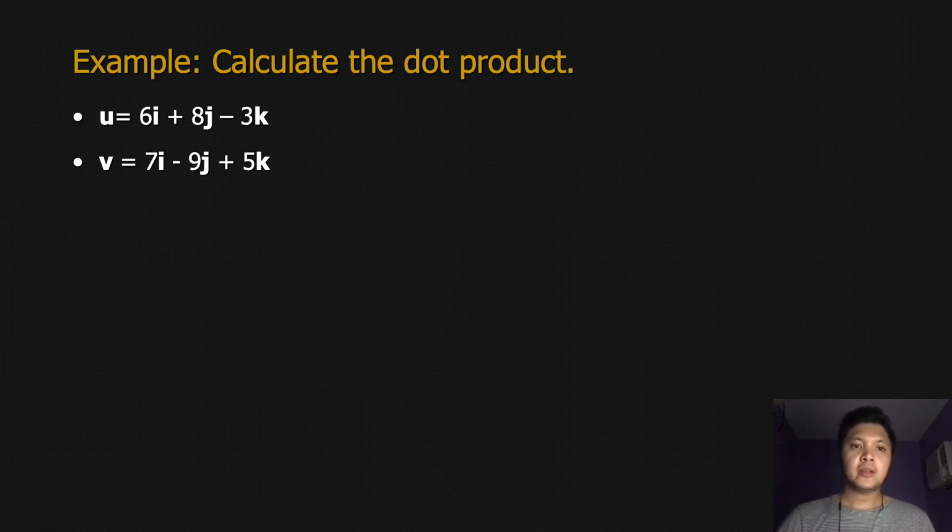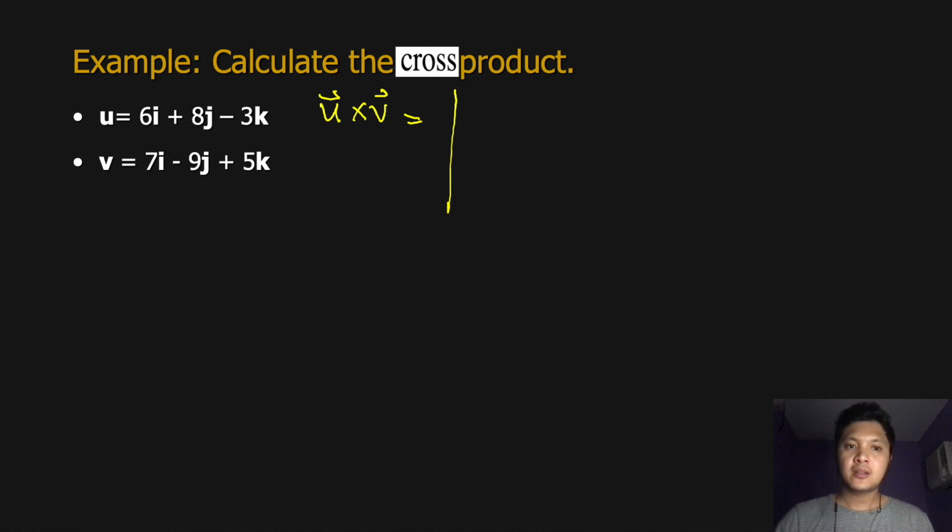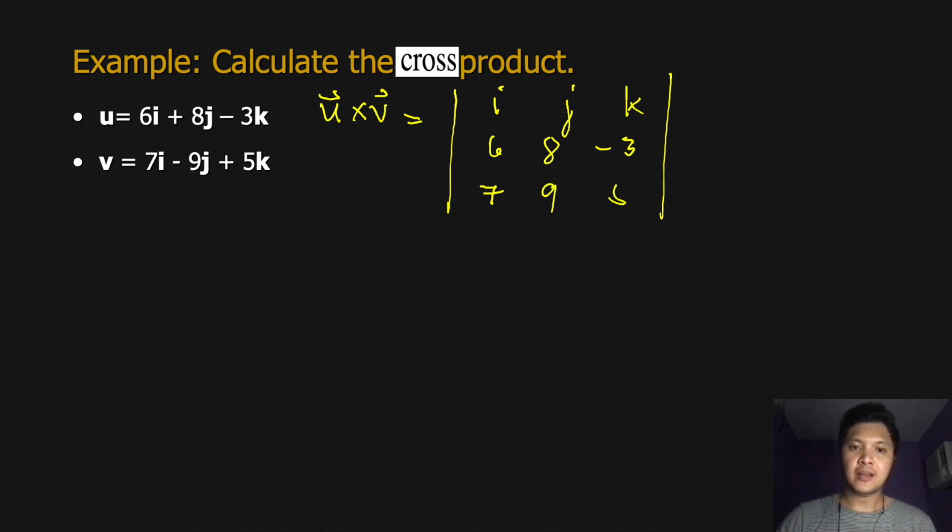For example, we are asked to calculate the cross product of U and V. So U cross V. It's easier if you use the matrix notation. So i, j, and then k. And then we have 6, 8, -3. Don't forget to include the negative. And then 7, 9, and then -9 here.